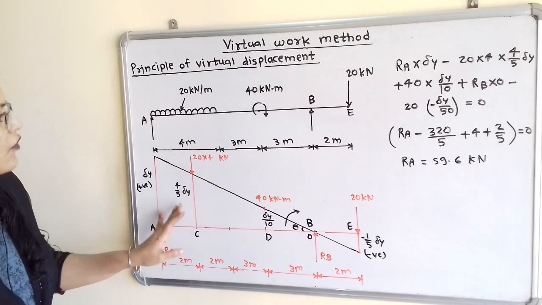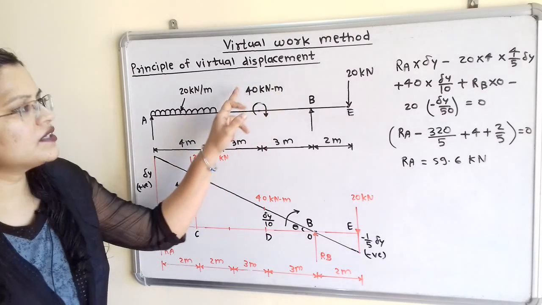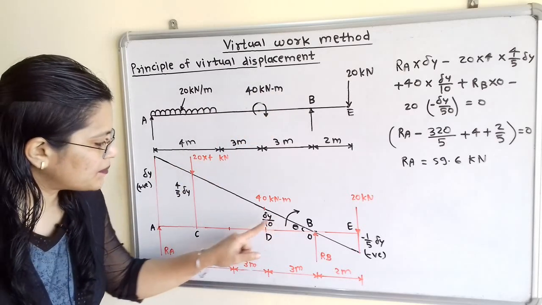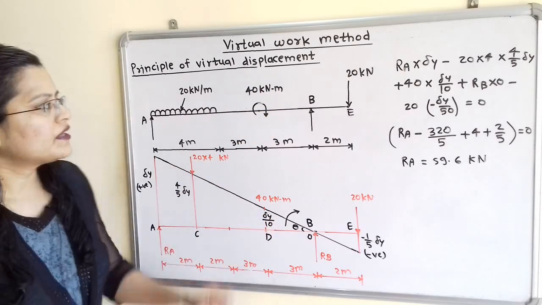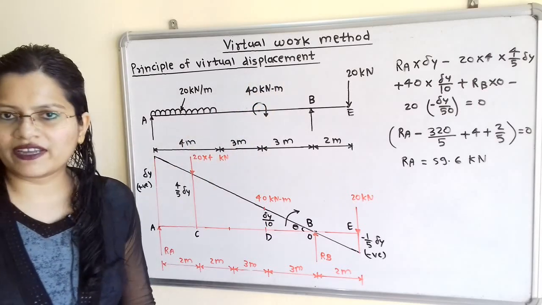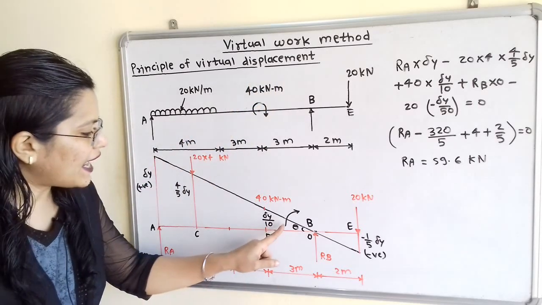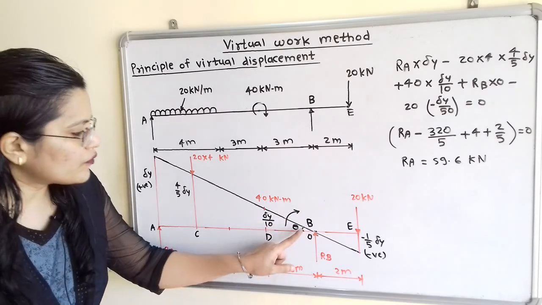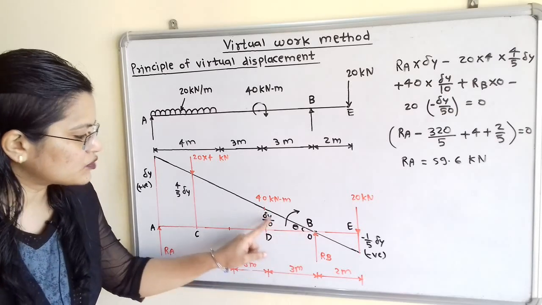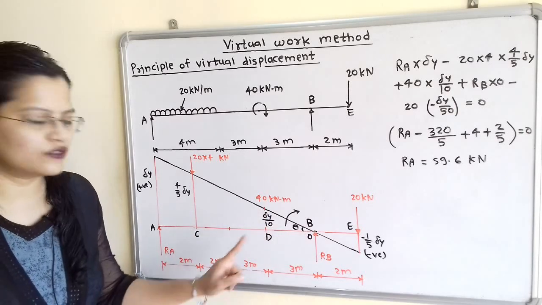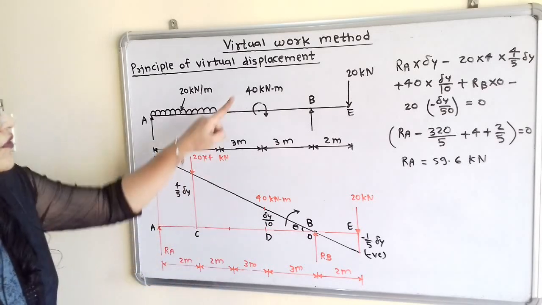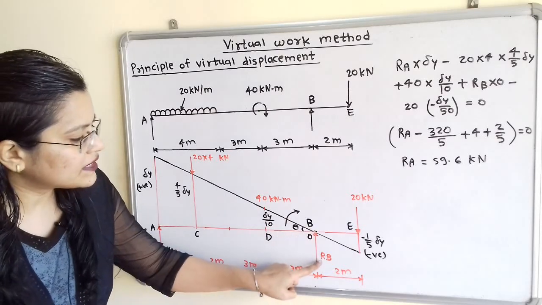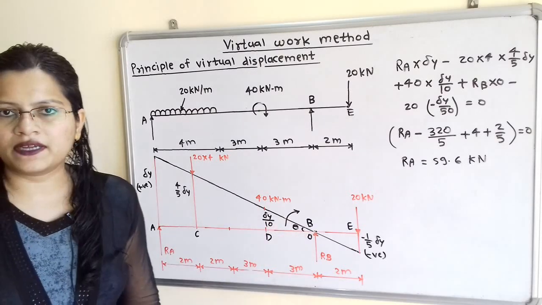Now next, if we observe, here is the moment. This moment is 40 kilonewton meter and its displacement is delta y by 10. Now this moment is in clockwise direction, so it has a plus sign, and this angular displacement theta is also in clockwise direction. So we have converted this theta in terms of delta and it is equal to delta y by 10. So it also has a positive sign. So we will take 40 multiplied by delta y by 10. Now at point B, displacement is 0, so Rb multiplied by 0.